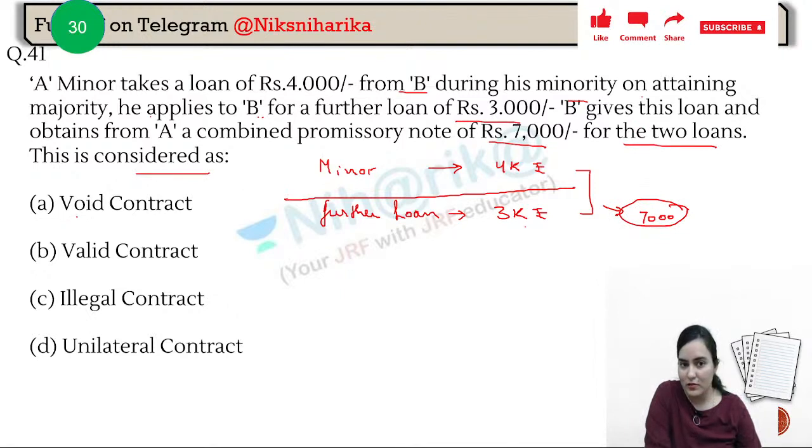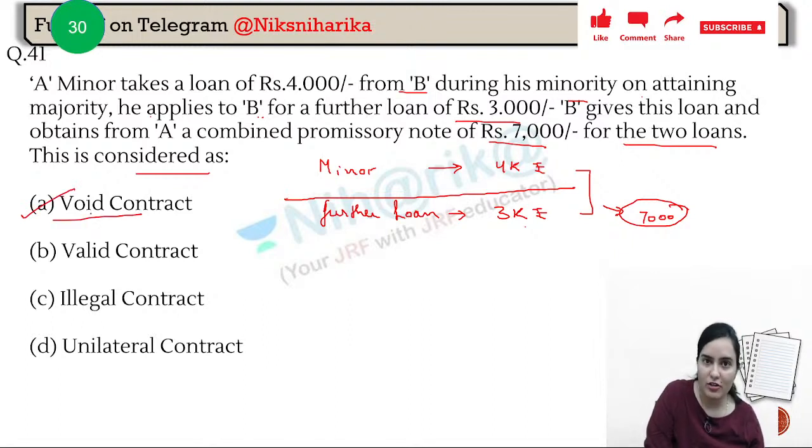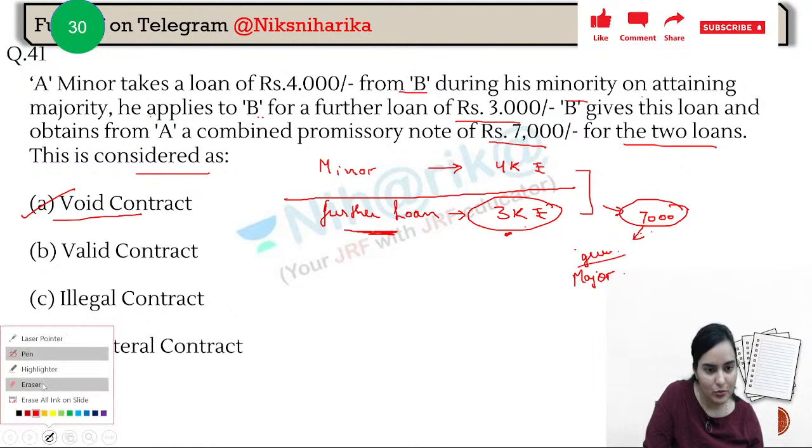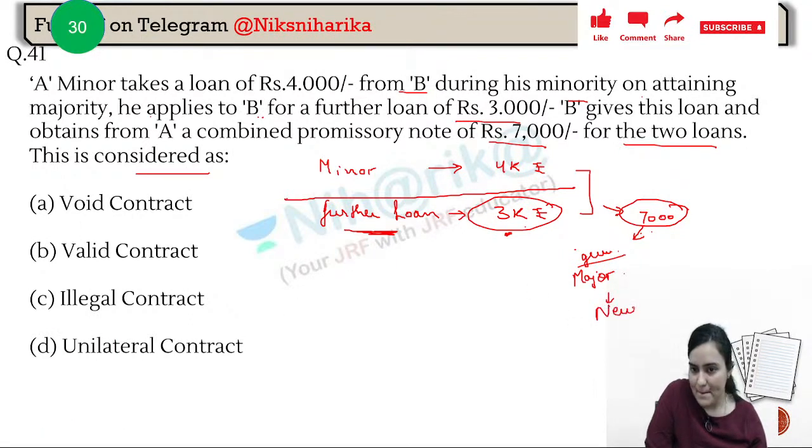This will be considered as which one? Void contract, right? Because a contract with a minor cannot be ratified even after attaining the majority. But one thing: he has taken this further loan and made a promissory note when he grew up, when he was a major. So don't you think this is not a ratification, but an all-over new contract, where he himself is giving the promissory note to party B?